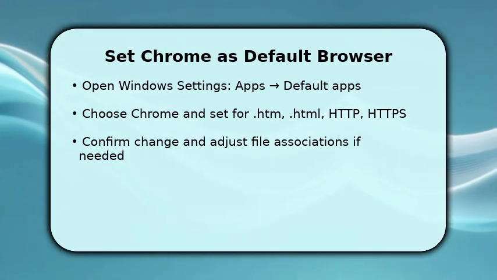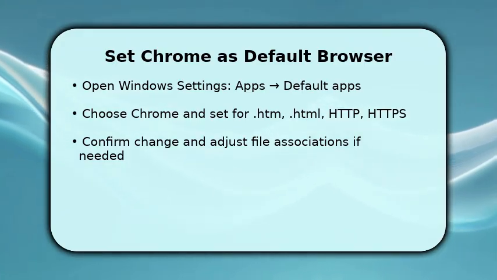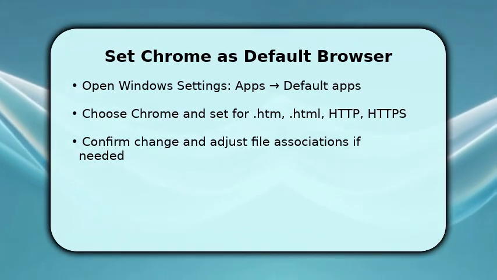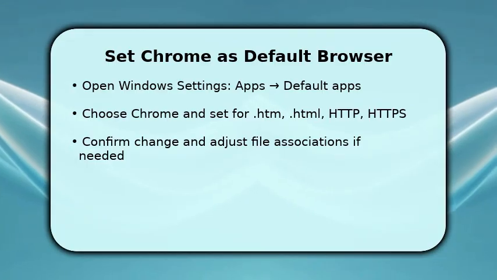If prompted by Edge, confirm that you want Chrome. If Windows requests confirmation for specific file types, pick Chrome for you. Finish by importing data and verifying behavior.